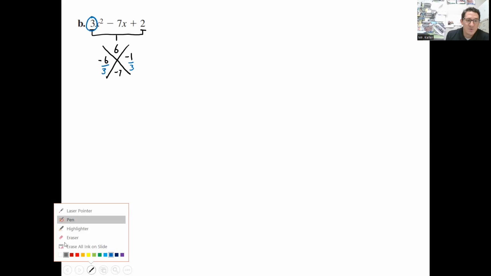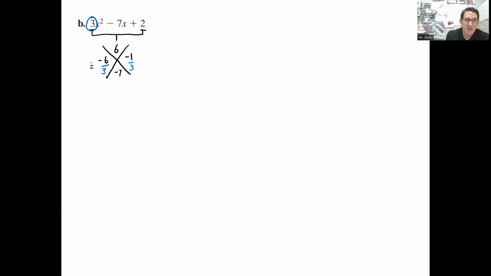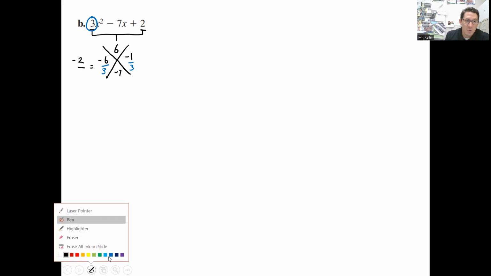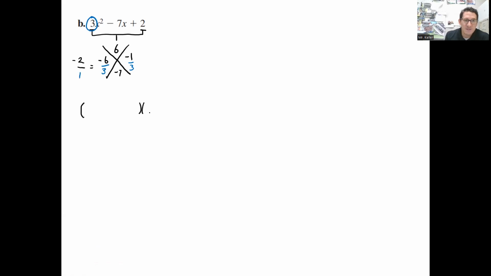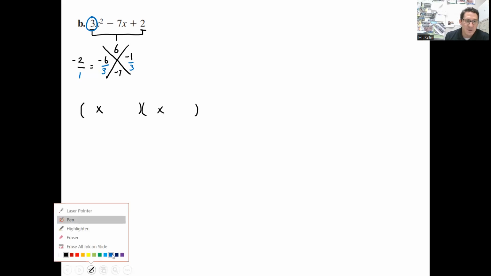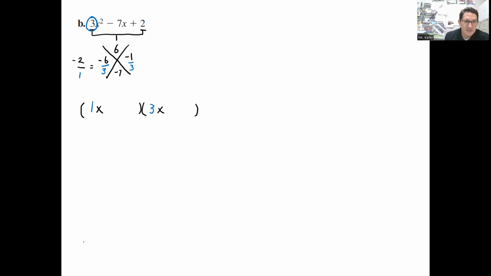Then I need to reduce where I can. So -6 over 3 reduces to -2 over 1. Again, you don't need the over 1, but just to help demonstrate where everything goes, I'm going to leave it in there. And then I'm going to put my stuff in the parentheses for the factors. Each factor gets an X. The numbers on the bottom of the fractions go in front of the X. So that's going to be 1X, that's going to be a 3X, and then -2, -1. And there we are, done.